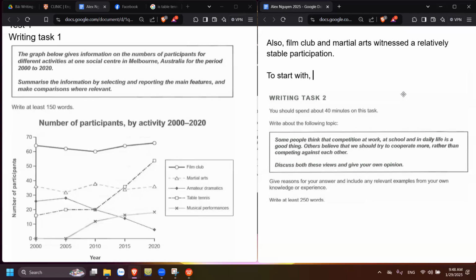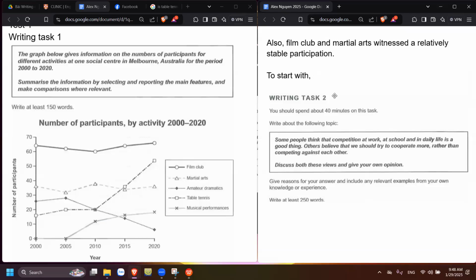All right, let's start out with table tennis, where we saw a significant increase in participation between 2010 and 2020. But how about 2000 to 2010? I feel like it's fairly insignificant. It did increase, but gradually, right? It increased slowly. But that is something worth mentioning also, you know?